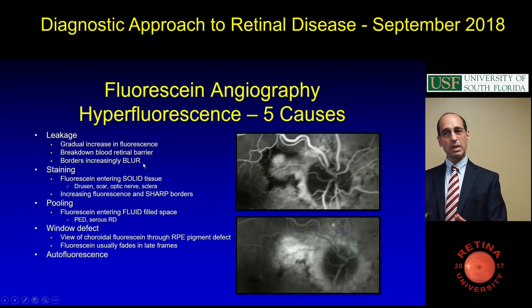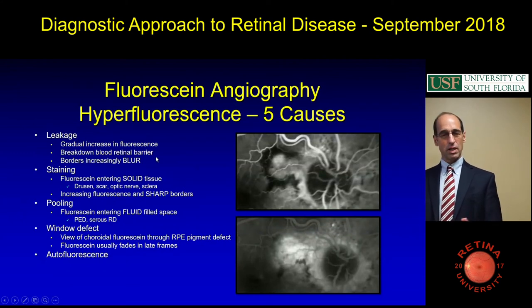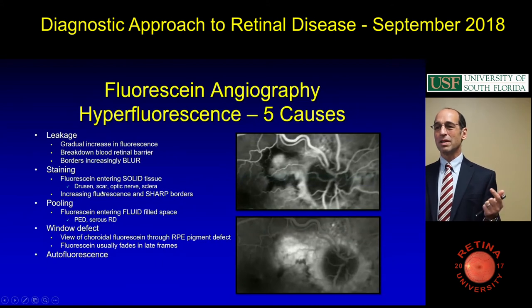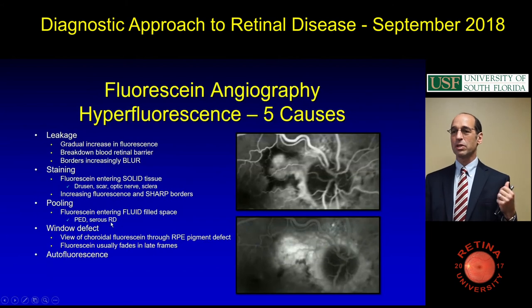So for leakage, it's not so much for me the increasing in fluorescence, because the digital systems can wash that out. It's more the border blurring. So that's leakage. Staining is when fluorescein fills a solid tissue, and that's drusen, scar, optic nerve, and sclera. So that's all staining. And then pooling is when fluorescein fills a fluid-filled space, which can be a PED, which we saw today.